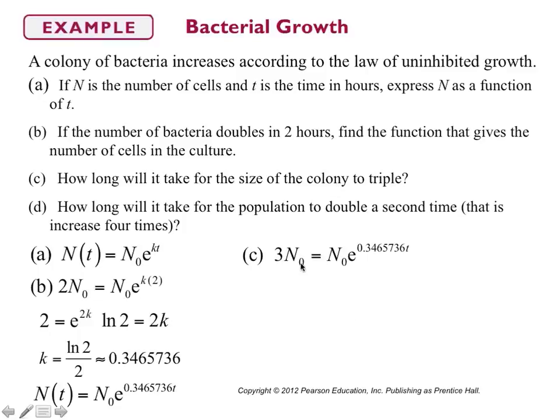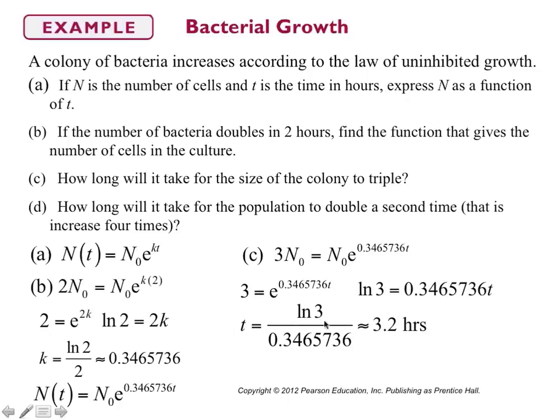So if we want to know how long it's going to take for the colony to triple, we just say 3 times n naught equals n naught. So our new amount is 3 times our original amount. And then instead of the letter k, we actually know what k is from solving part B. And we divide by n naught, and then we take natural log, and then we divide one more time to get t equals ln of 3 over 0.3465736, which gives us about 3.2 hours. Now again, I would take this 3.2, plug it back into your original equation, and make sure, using some value like 100 here, that you end up with 300, which would be tripling.